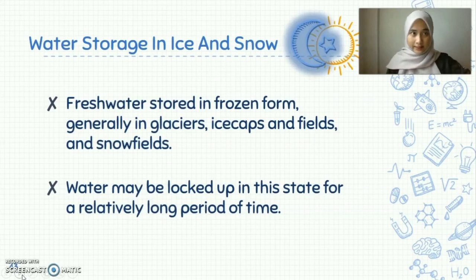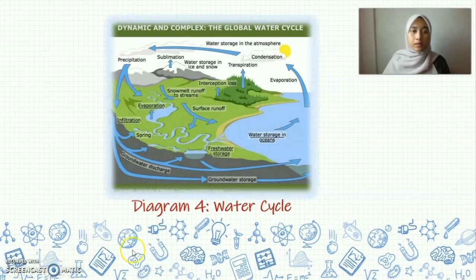Last but not least, water storage in ice and snow. Fresh water is stored in frozen form, generally in glaciers, ice caps, and snowfields. Water may be locked up in this state for a relatively long period of time. This is the diagram of the process of the water cycle that I have said before.